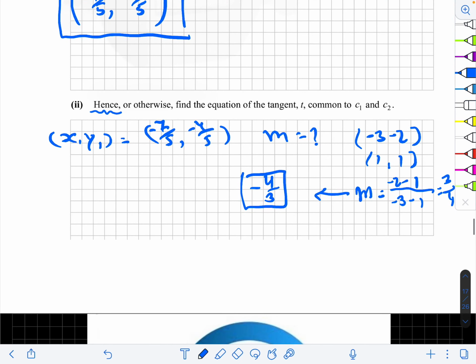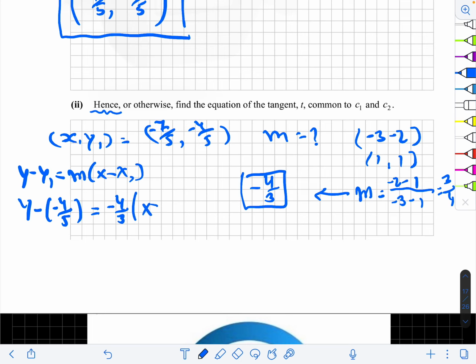And then once you have the slope and the point, we go to our formula. Sorry, this is not the formula, this is just a name. So we go to our formula, y minus y1 equals m times x minus x1, and we put it in. So y minus -4 over 5 equals m, which is -4 over 3, times x minus -7 over 5.